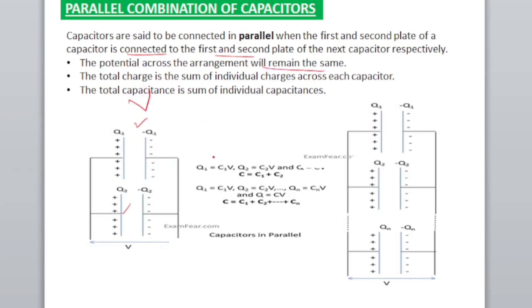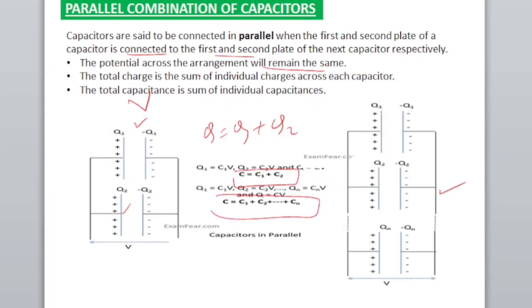The total charge is the sum of the charges across each capacitor. It means Q equals Q1 plus Q2, and Q equals CV. So Q1 is C1 V1, and Q2 is C2 V2. In this way you get C equal to C1 plus C2, and for n capacitors, C equals C1 plus C2 plus and so on.